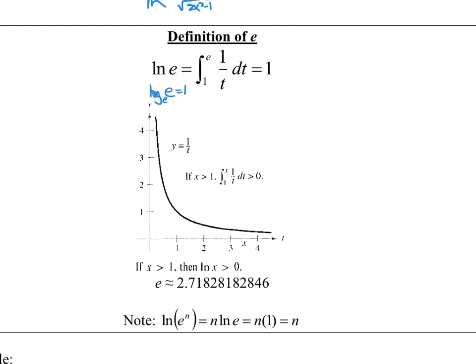Now one other thing I'll point out down here at the bottom is note that ln of e to any power, we can take that power with the same rules that we were just using and pull that power out in front, and ln of e is 1, so that just equals the power. So ln of e to a power is just whatever that power is. Okay?